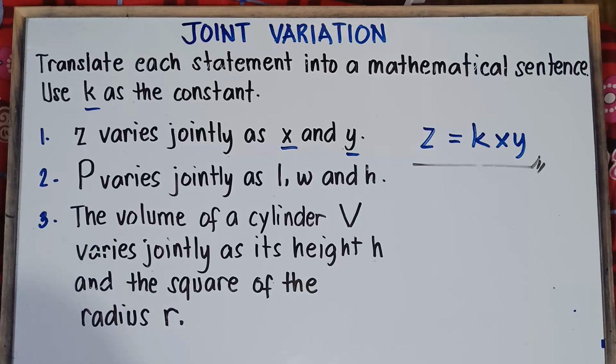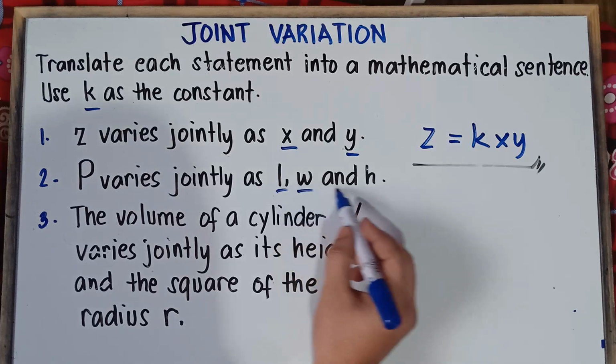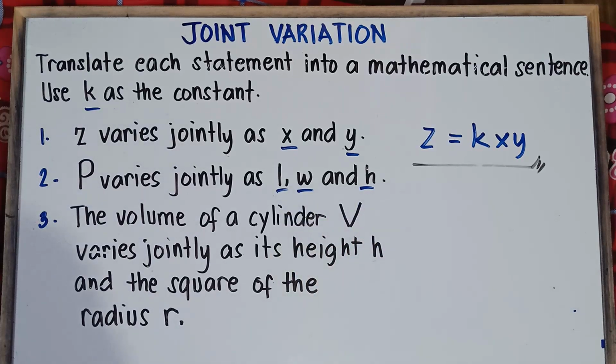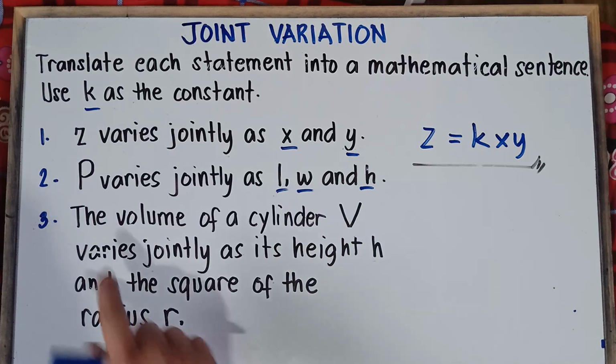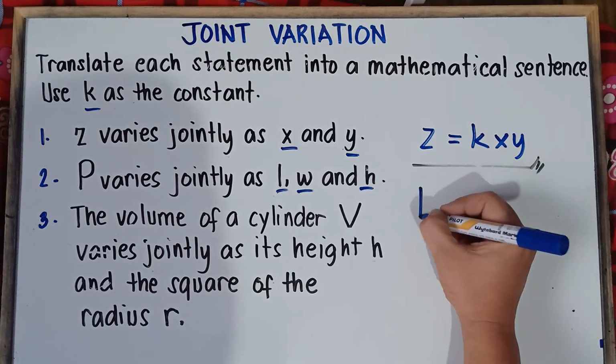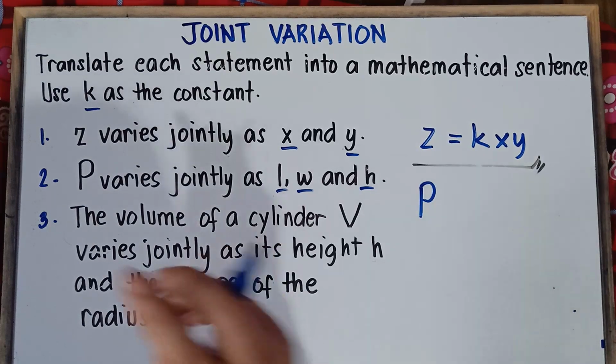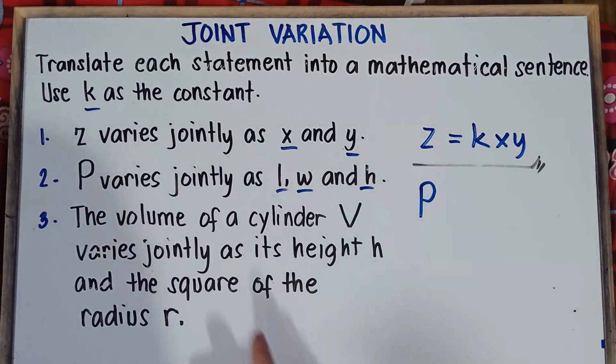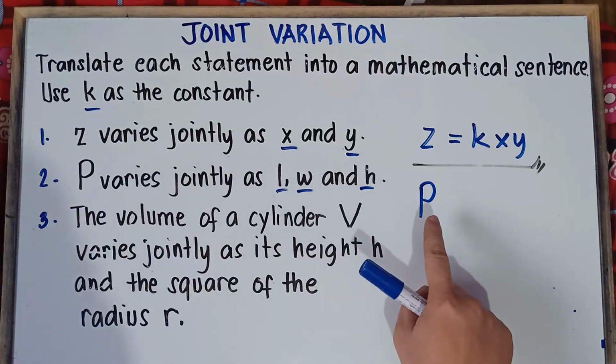Alright, so let's have example number 2. P varies jointly as L, W, and then H. As you can see, we have three quantities: L, W, and H. So to write this one, once again, if it's capital P, you write capital P. If it's small p, you write small p. Now, since this is capital P, we write capital P.